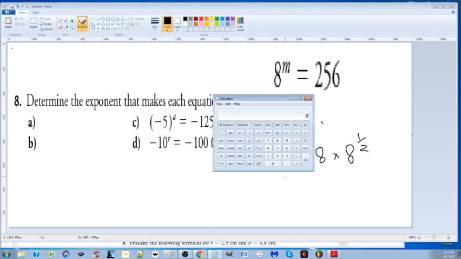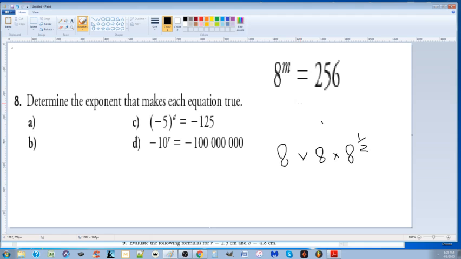I don't think that'll work. Square root of 8. So 8 times 8 times 8 square root. I don't think that'll work. No, it won't. Let's look at it in terms of... so they made this a little tricky. Let's look at it in terms of 2.